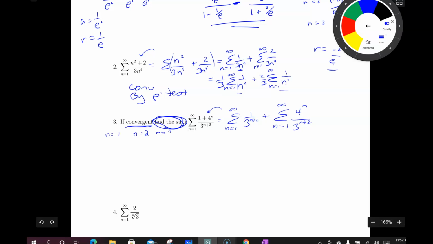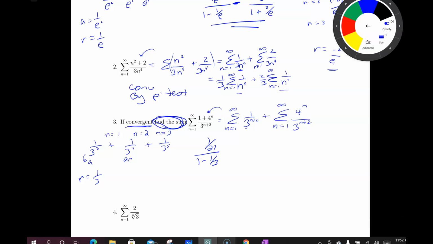So n equal 1, n equal 2, n equal 3. Plugging in n equal 1, I get 3 cubed. Plug in n equal 2, 3 to the 4th, n equal 3, 3 to the 5th. So here's a. This is ar. So r must be 1/3. So this does converge. So this one will have a sum of 1 over 27 over 1 minus 1/3.